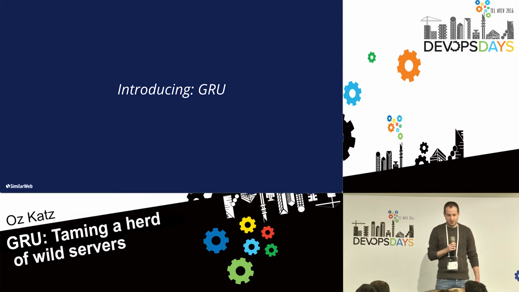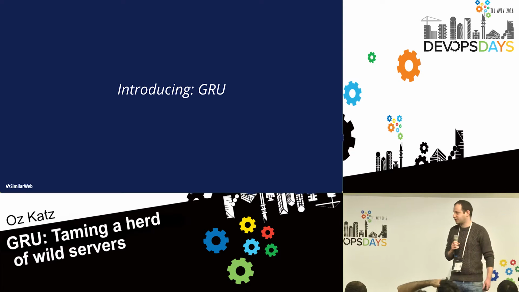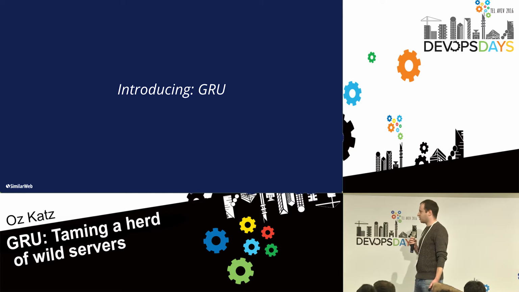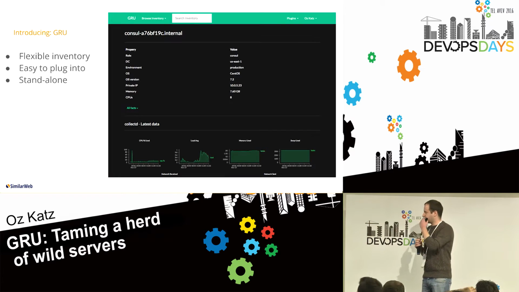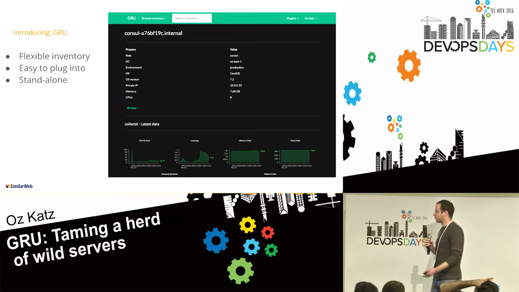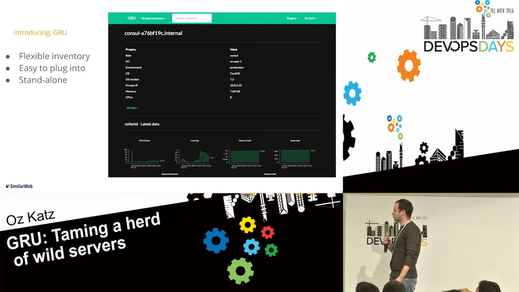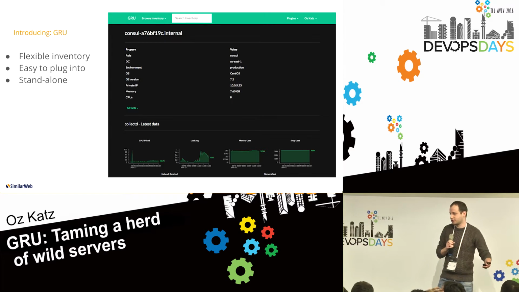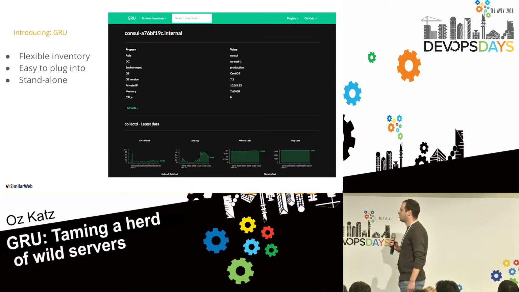So with that in mind, I want to share a tool that we developed at SimilarWeb, and it's called GRU. And it's going to help us maybe overcome some of these issues. This is what it looks like. This is a single host as displayed in GRU. As you can see, it shows us a lot of metadata, pretty much the same thing you would expect from maybe the EC2 console or the Google equivalent.